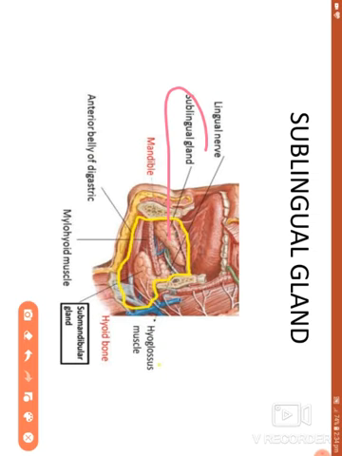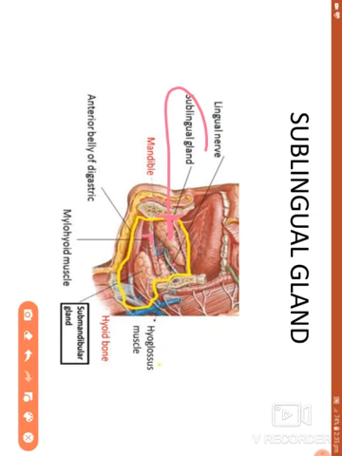Here you can see the mylohyoid muscle, so at the sublingual gland's inferior aspect is the mylohyoid muscle. Then the lateral surface relates to the sublingual fossa in the inner aspect of the mandible. Behind, you can see the submandibular duct in green, and there is a nerve there, the lingual nerve. These are the relations over the posterior aspect.